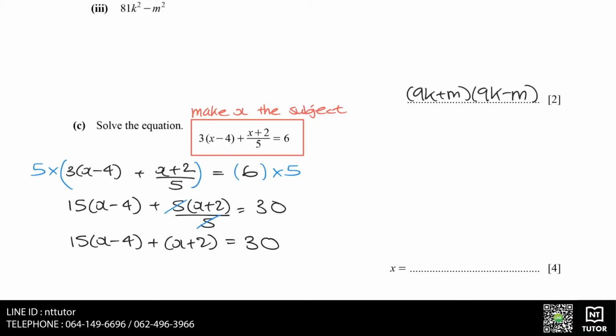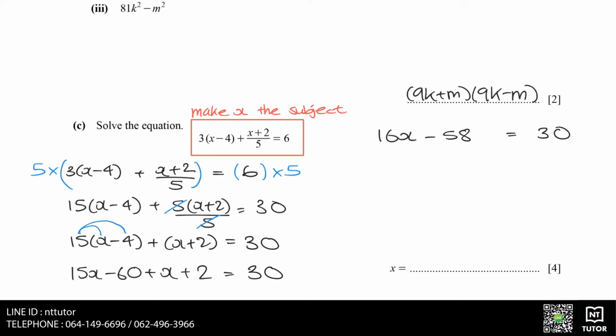To make x the subject of the formula, we need 1x on its own on one side. So the next approach is to expand the brackets and try to combine the two x's together. Now we have a term with an x and a term without an x on one side. So we can remove the term without an x by adding 58 to both sides. And now we have 16x = 88, and we can remove the 16 from the x by dividing both sides by 16.